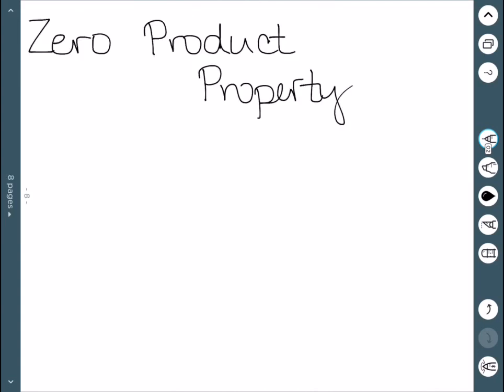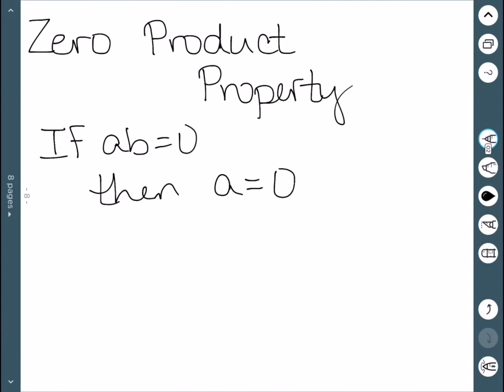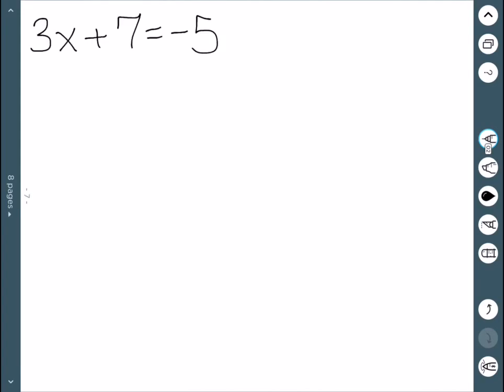The last thing we'll look at is called the zero product property. What this says is that if we multiply two things and the answer is 0, then we have to have one of two situations. Either A is 0 or B is 0. Basically, if you multiply two numbers and you get 0 as the answer, one of your original numbers had to be 0. We'll now walk through solving a basic equation.